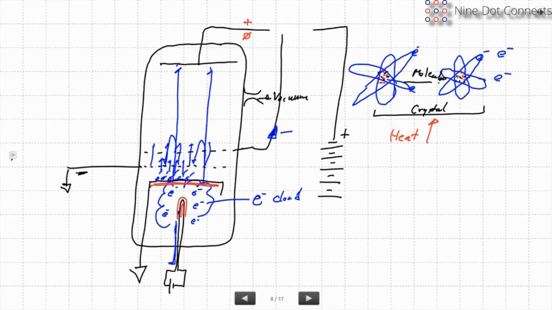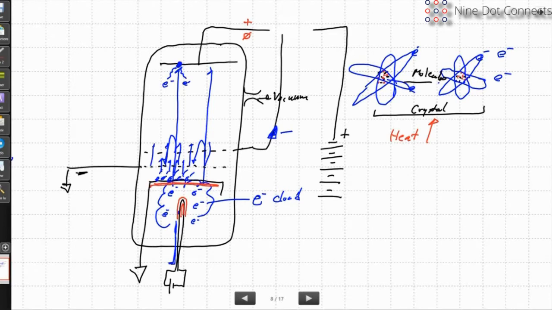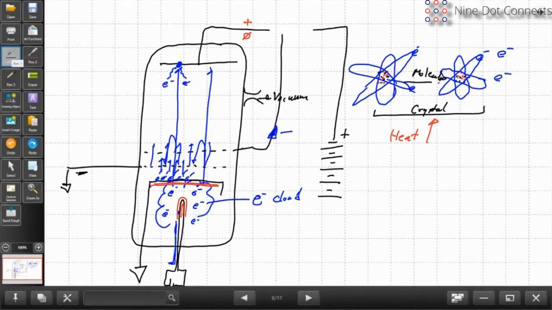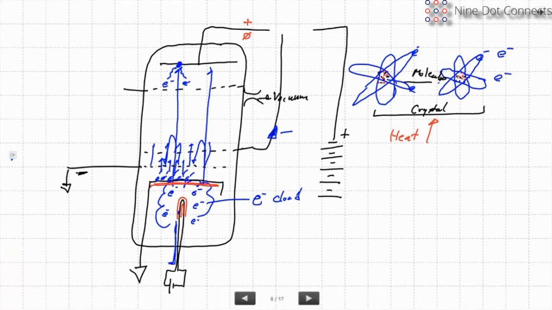But then they found out that they were actually striking the plate with so much energy that they would bounce out more electrons, and these little electrons would end up clouding up the field, and you wouldn't get as much flow. So the last thing that they put into it was what they call a suppressor grid, which had a negative voltage on it, that basically meant the electrons that bounced off the plate would be pushed back.